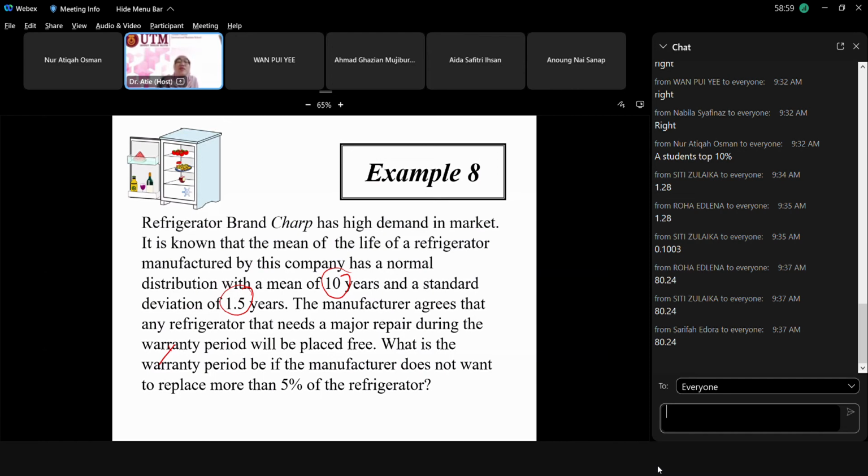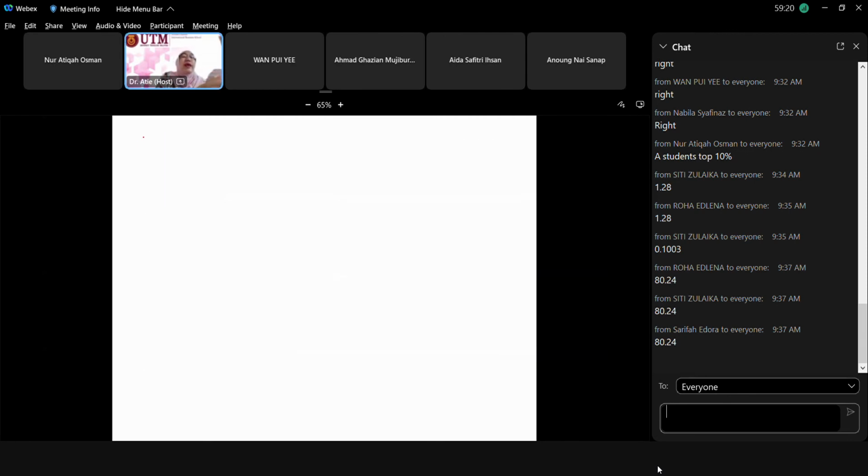Okay, how do I know this question is actually we need to find x rather than probability? Because we have three pieces of information rather than only two like our normal questions before. Okay, so now the first thing we need to write: X is actually the life of the refrigerator.